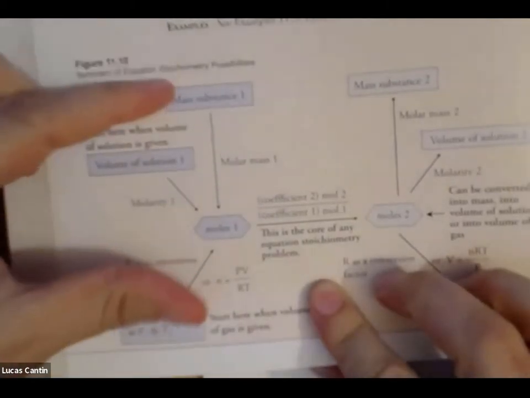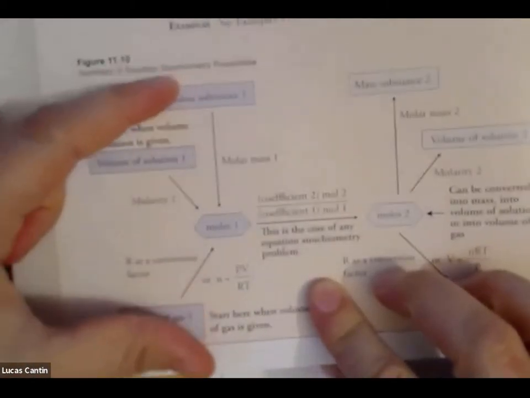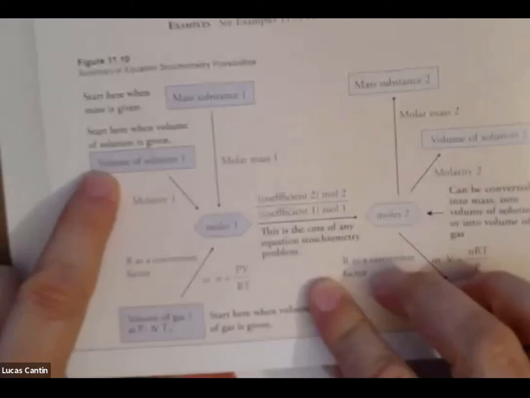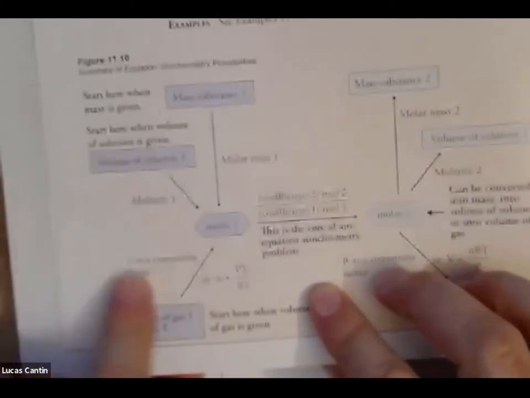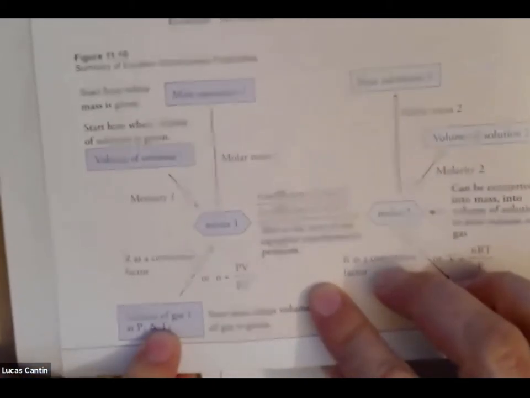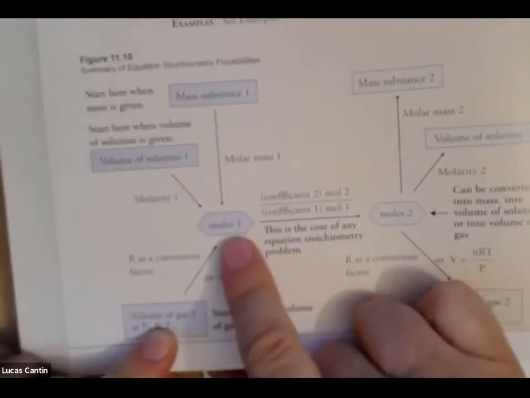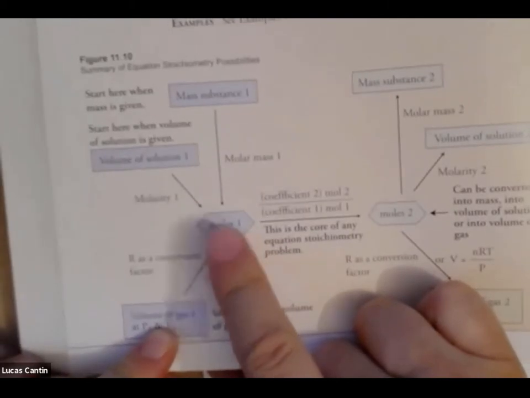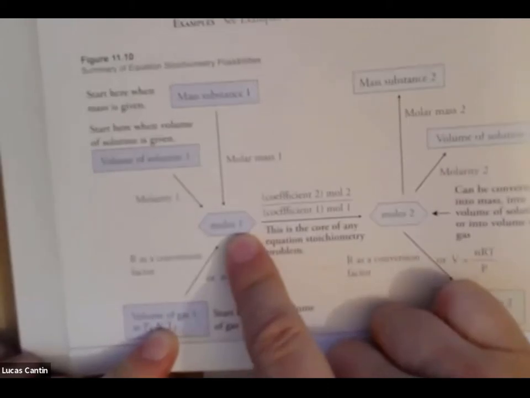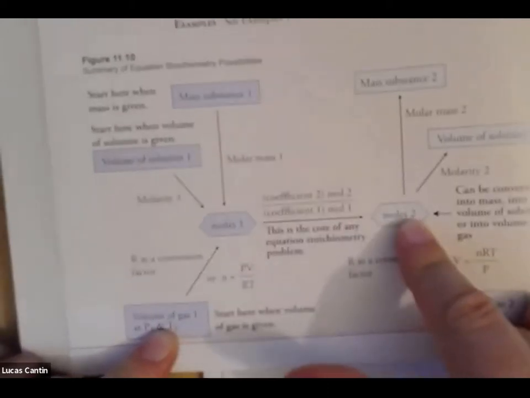Basically, you have a quantity. Either you have the mass, or you have concentration and volume, or you have some gas law information. And you can use the rules that we've learned to find the moles of your first thing in stoichiometry. And then once you have your known, you can use the mole ratio to find moles of the unknown.